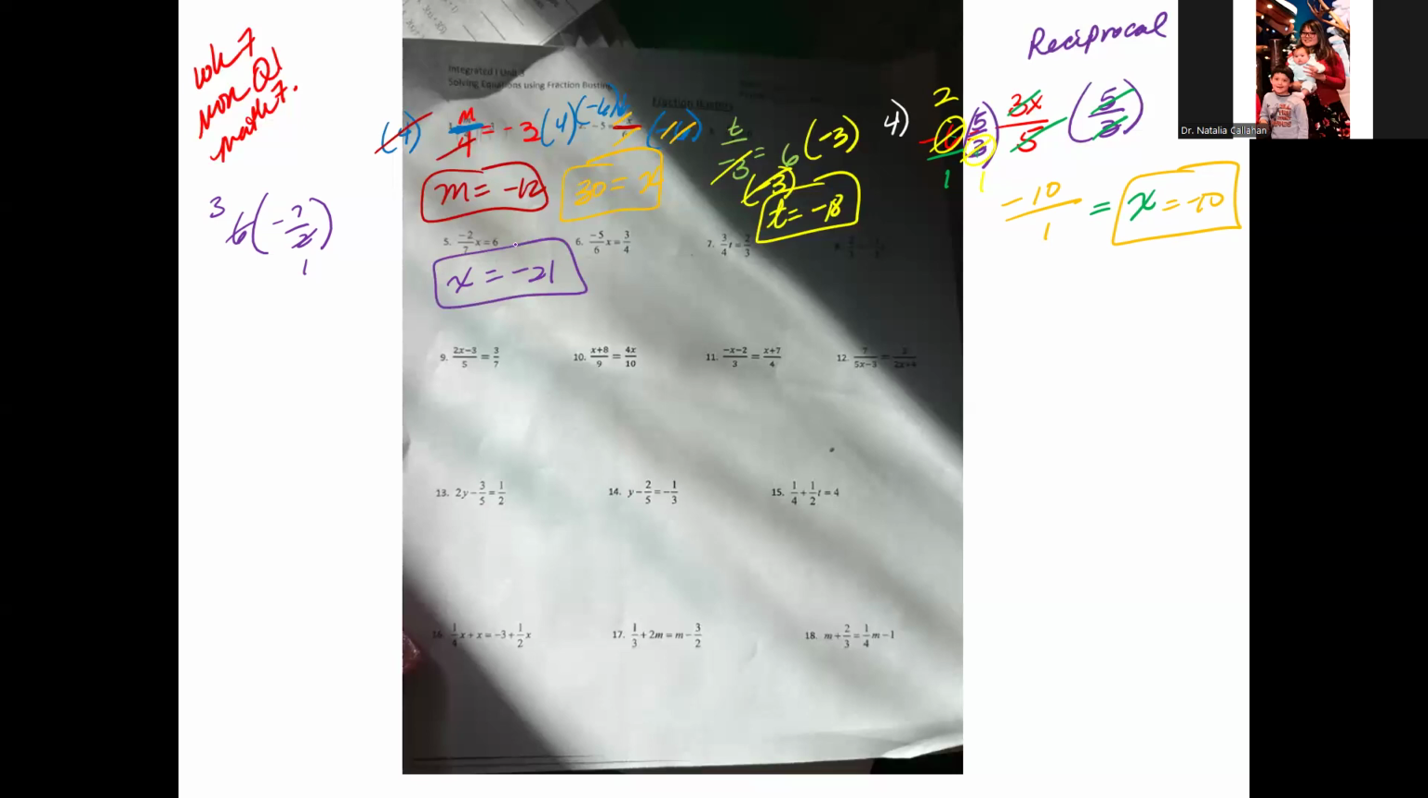No, try again. How did you get negative 21? What's the reciprocal of -2/7?